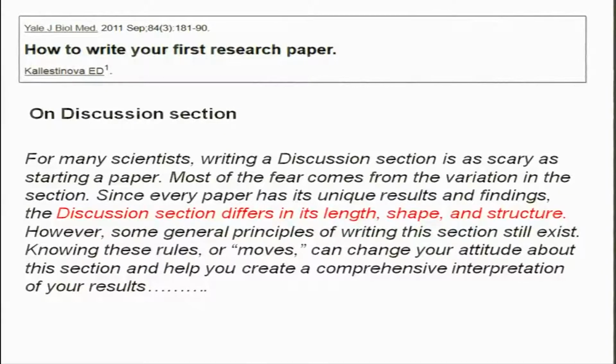Most of the fear comes from the variation in the section, because the way you write results is very different from the way you write discussion. Most often you get confused that discussion is nothing but the result section, because I want to tell again about my results. It's not about the results, right? Since every paper has its unique results and findings, the way you write the discussion could be very different compared to your previous paper if you have written more than one paper. So you have to really think about how to structure your discussion section.